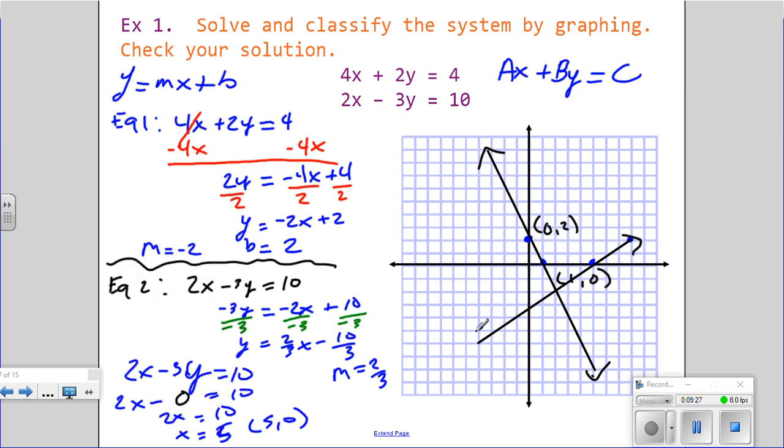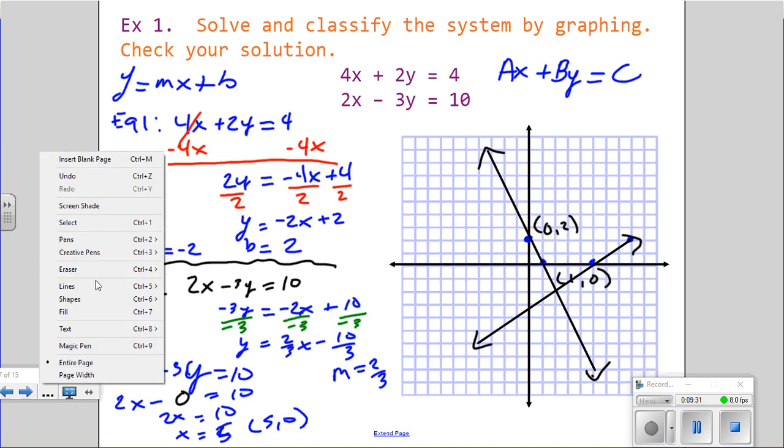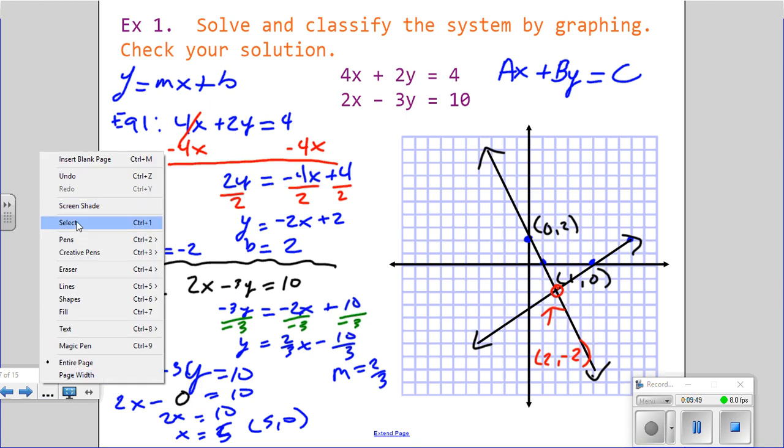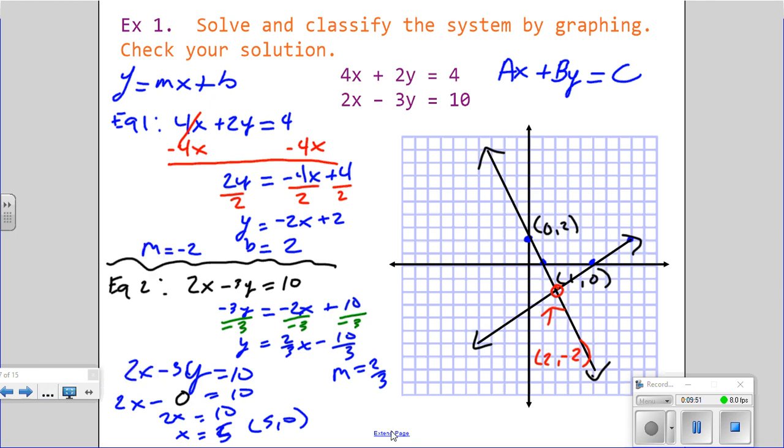So again, the solution to this system is the point of intersection. Where do the two lines cross? The two lines meet right here. That ordered pair is (2, -2). So let's check that solution to see if it satisfies both of the equations. And if it does, we found our solution.